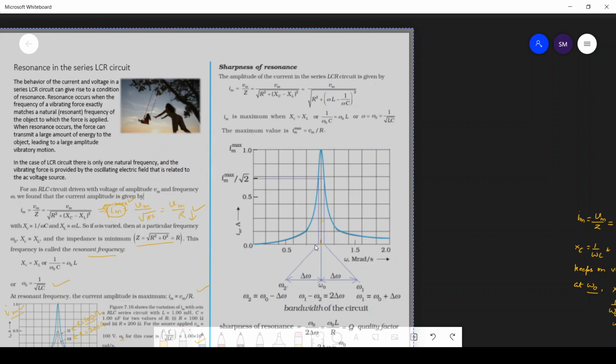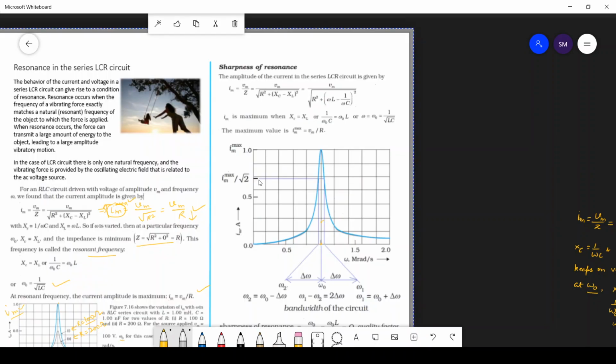Look at this frequency. I have just discussed with you omega 1, and at omega 2, Im maximum will be 0.707 Im maximum, or you can say Im maximum divided by root 2. So at this point we will have two frequencies. One is this omega 2, I have written it over here, and this frequency is omega 1, where the current is 0.7 times the maximum.